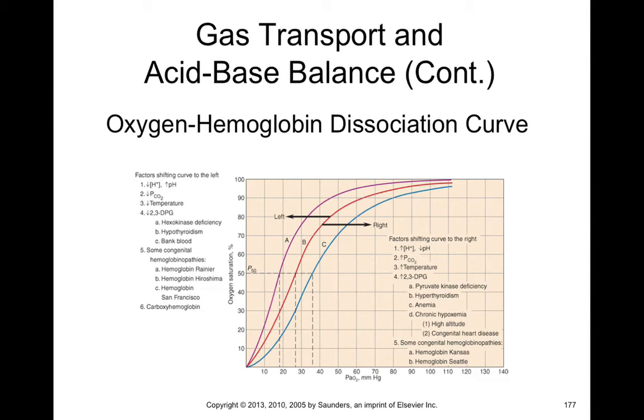So this whole idea between left shifts and right shifts relates to the fact that not all tissues in your body need equal amounts of oxygen, and these are the factors that can influence whether or not hemoglobin is more or less likely to release oxygen into a tissue.